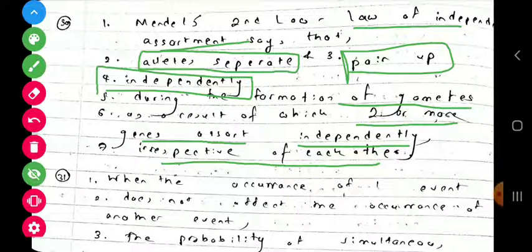There's no disturbance. Mendel's second law of independent assortment says alleles can separate and they can pair up independently during the formation of gametes, and as a result two or more genes can assort independently irrespective of each other. So look at the examples and read this definition again. You can understand that very clearly then. Always go with the examples in genetics.